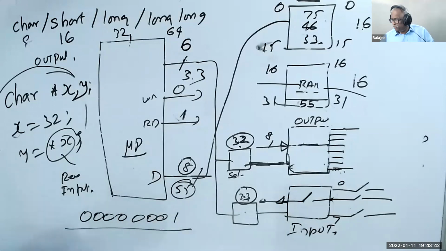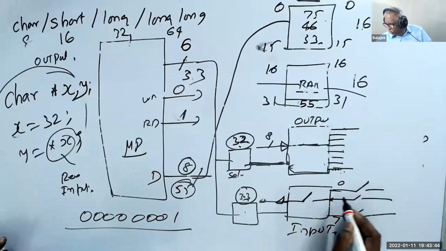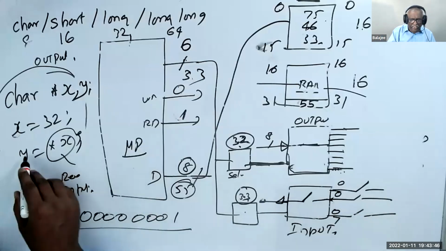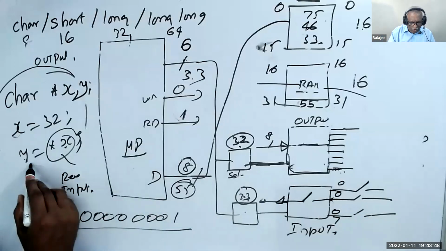Now, when the switch is off, I get all zeros. So when I do Y is equal to star X, I get 0 here.